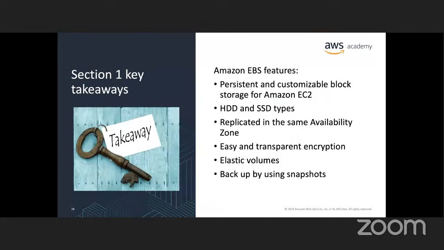So, what are the takeaways of this section? Well, Amazon EBS features: we have persisting and customizable block storage for Amazon EC2. HDD and SSD types. We have these types with 4 different categories, right? Which are what are they, guys? Can you tell me the four categories on these 2 types, HDD and SSD? What are the 2 categories of SSD?